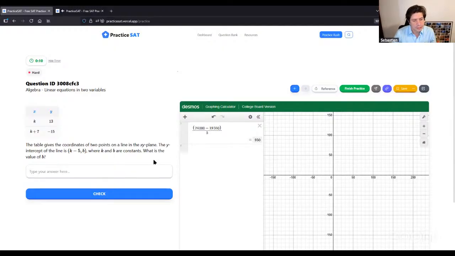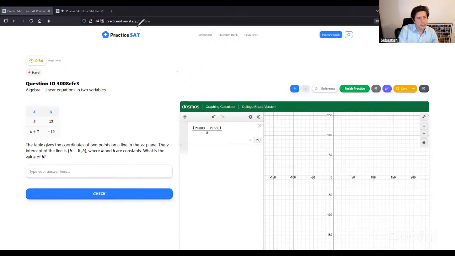Okay, so here the table gives the coordinates of 2 points on a line in the xy plane. The y-intercept of the line is k minus 5b, where k and b are constants. What is the value of b? Okay. When x is k, y is 13. When it's 7, it's -15. So let's find the slope because it is a linear equation.